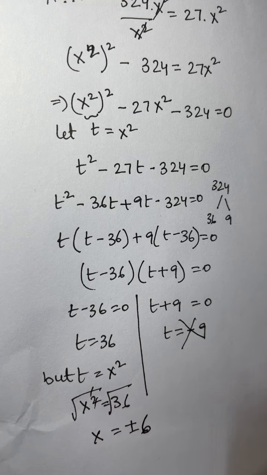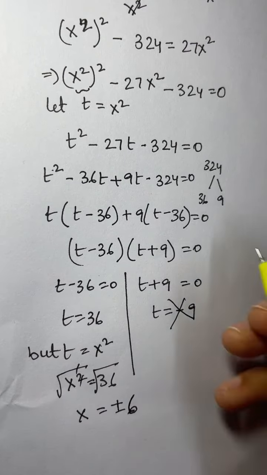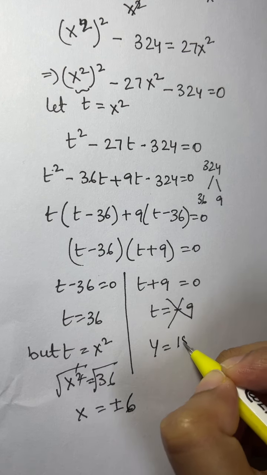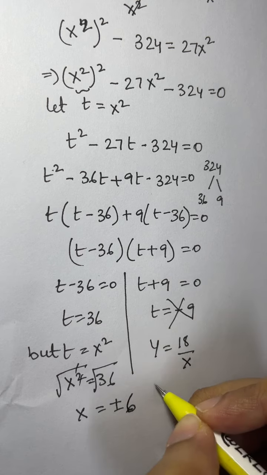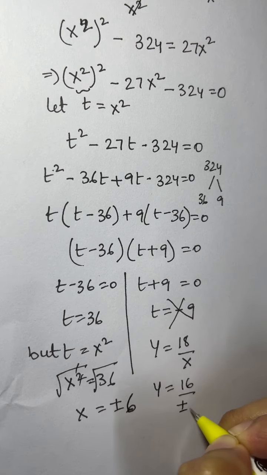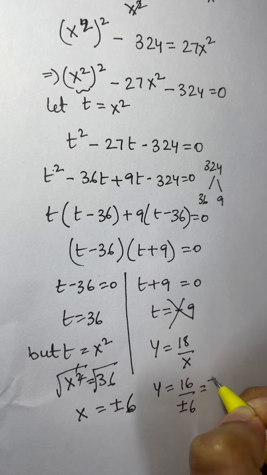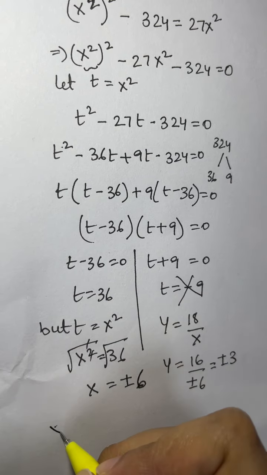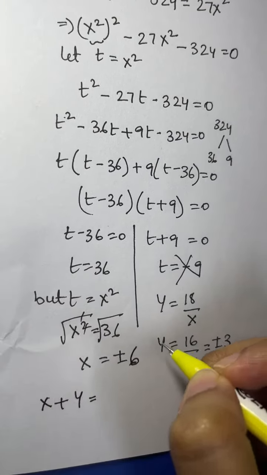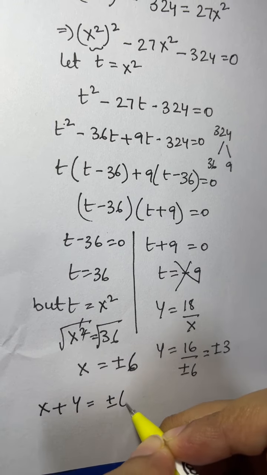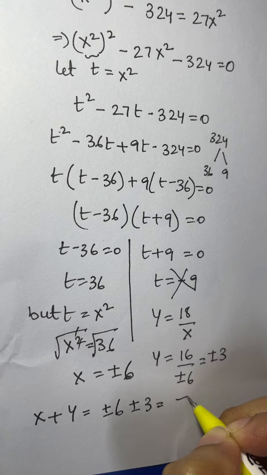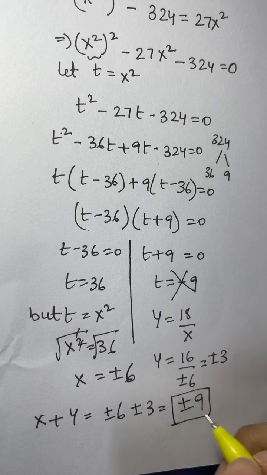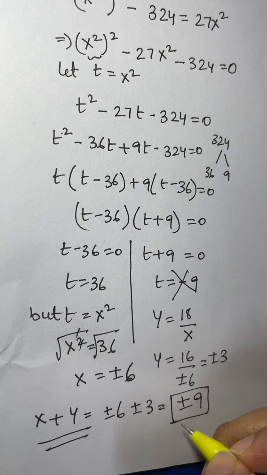But what about y? Let's solve for y. So y is equal to 18 over x from equation 2. So y is equal to 18 over plus or minus 6. That's equal to plus or minus 3. So you've got 6 and 3. What is x plus y? x plus y is equal to plus or minus 6 plus or minus 3. That's equal to plus or minus 9. So you've got the same answer as you got before. So your x plus y is plus or minus 9.